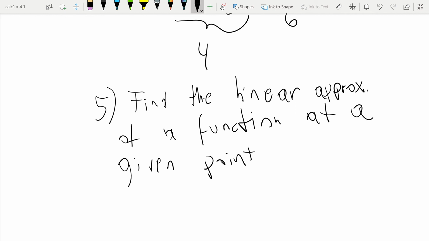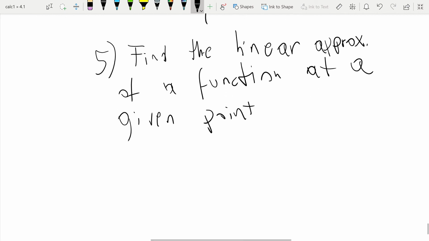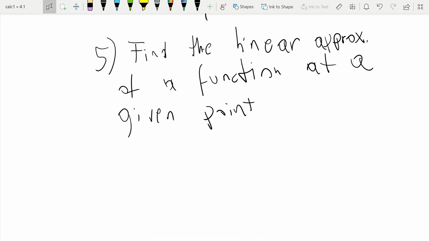And for applications, if they ask you to find the approximation for, say, the cube root of some quantity, then you need to identify also the function there. So you have to realize that f of x is just the cube root of x. And typically what's inside the cube root is almost a perfect cube. And you need to identify the point at which you need to linearize. We've gone over examples like that in previous examples.